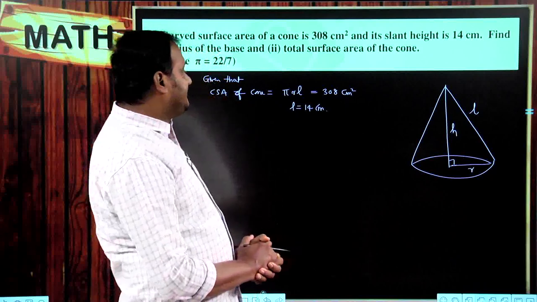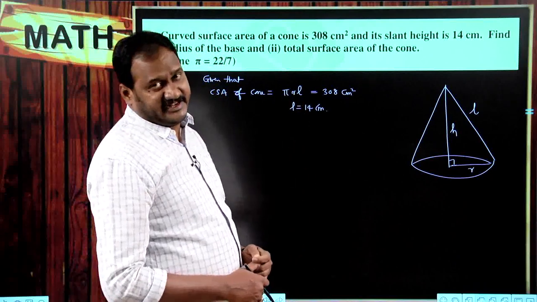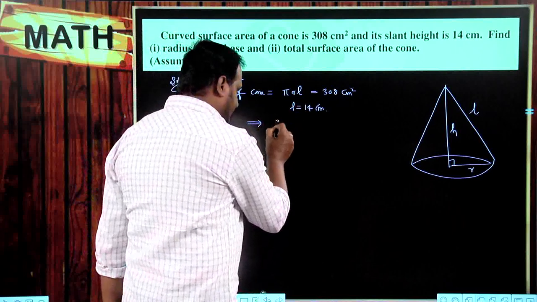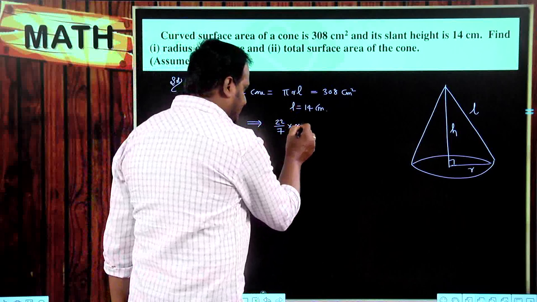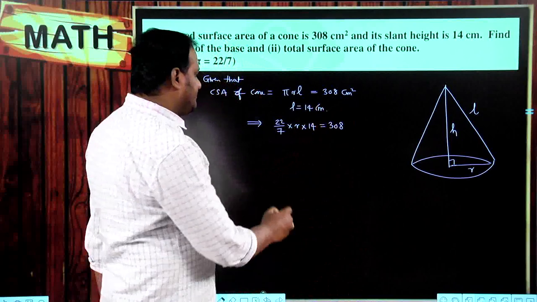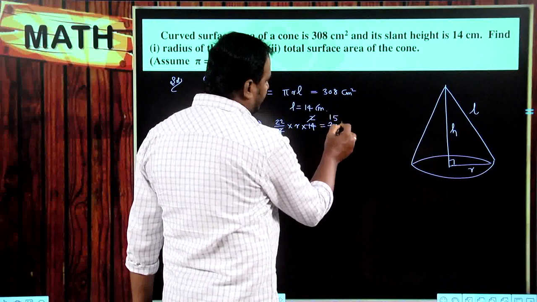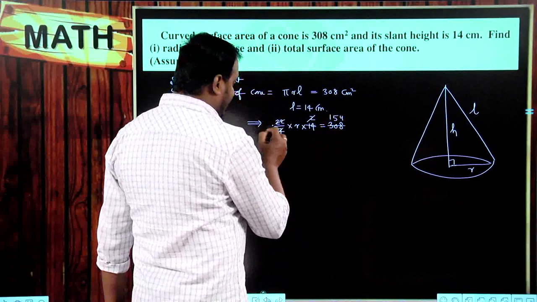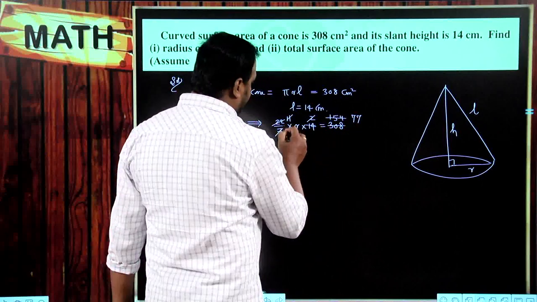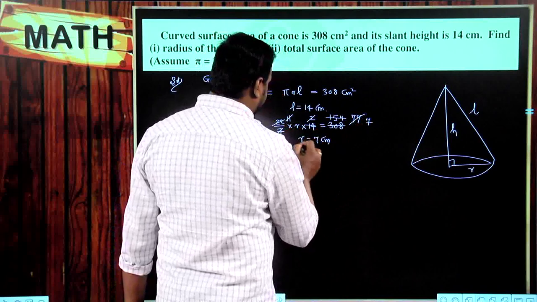In order to find the total surface area as well as the radius of the base, you need to equate pi r l with 308 and substitute. What are the values given in the problem? Pi is 22/7, radius we do not know, and l is equal to 14, which is equal to 308. Now see the cancellation, 7 1s are 7, 7 2s are 14, and so on. Therefore, the value of r is going to be 7 centimeters.